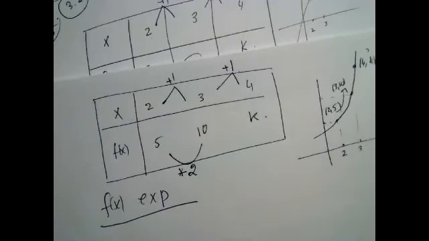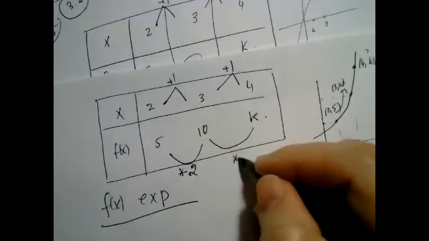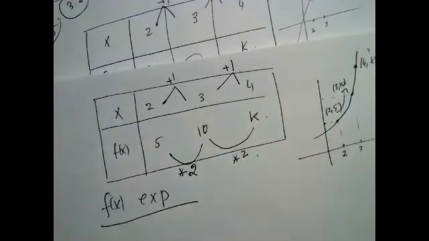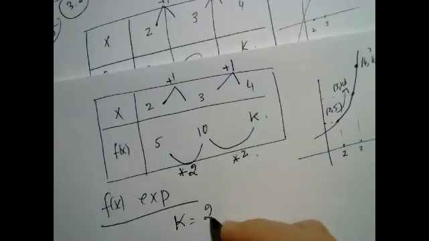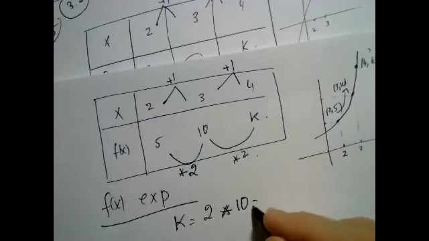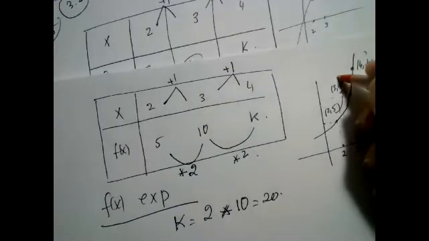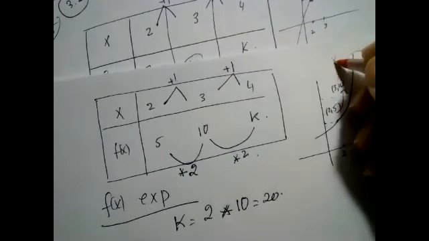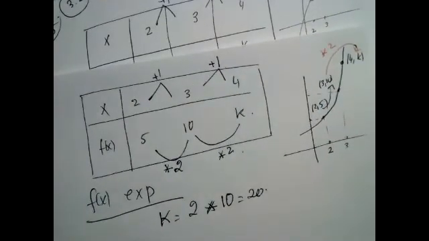The exponential, I multiply by the same number. So from here to here, I have to multiply by 2. So my k is going to be 2, that's basically the growth factor, times 10, which is equal to 20. Okay, so from 10 to k, we have to multiply by 2. So in exponential, we always multiply by the same multiplier, which is the growth factor.